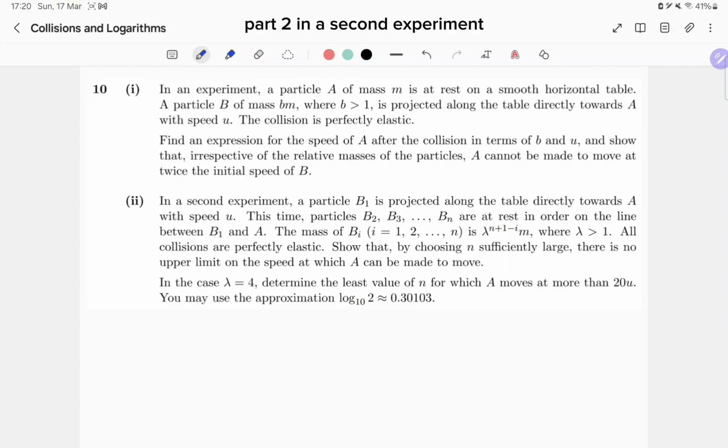B. Part 2. In a second experiment, a particle B1 is projected along the table directly towards A with speed u. This time, particles B2, B3 all the way to Bn are at rest in order on the line between B1 and A. The mass of Bi, where i is 1, 2, 3 all the way to n, is lambda to the n plus 1 minus i of m, where lambda is greater than 1. All collisions are perfectly elastic.